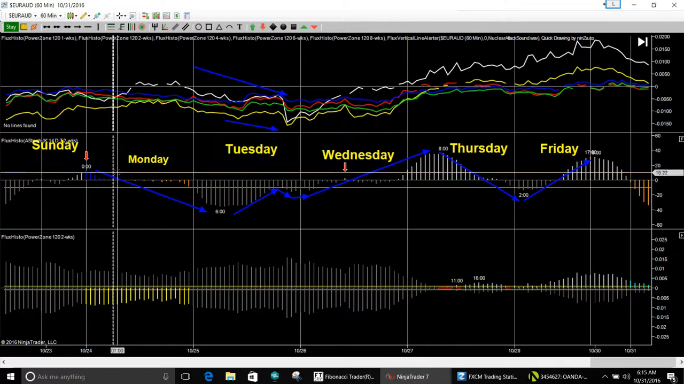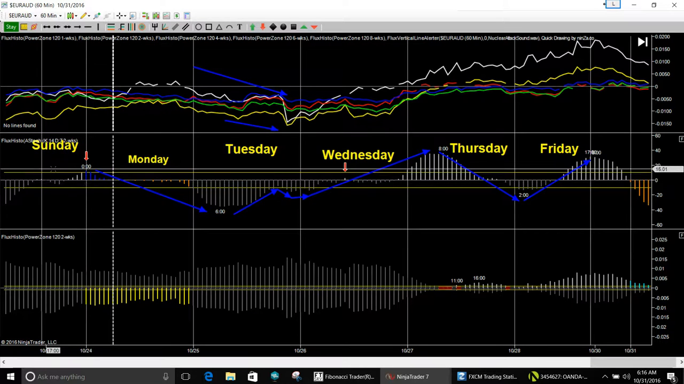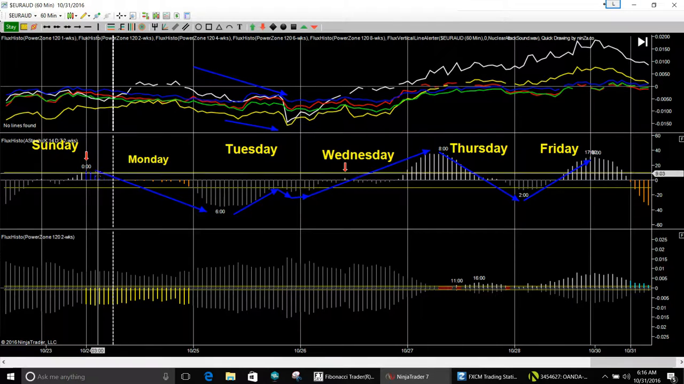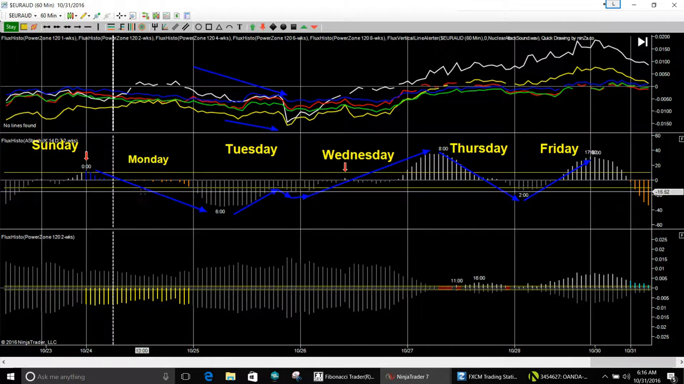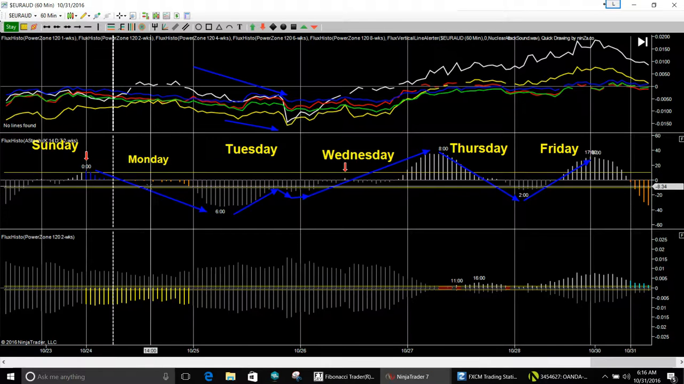Okay, here's the Euro Australian. Currently it's pulling back on the chart, and you can see here the Sunday histogram had a sell at 12 a.m. and it dropped. It was in a huge uptrend. Okay, so it looks like we're going down.